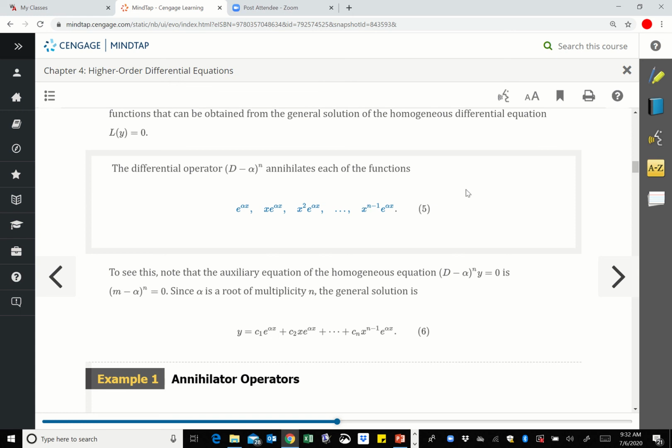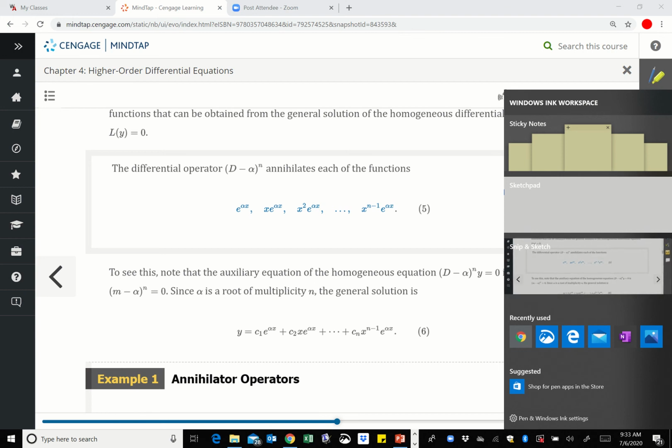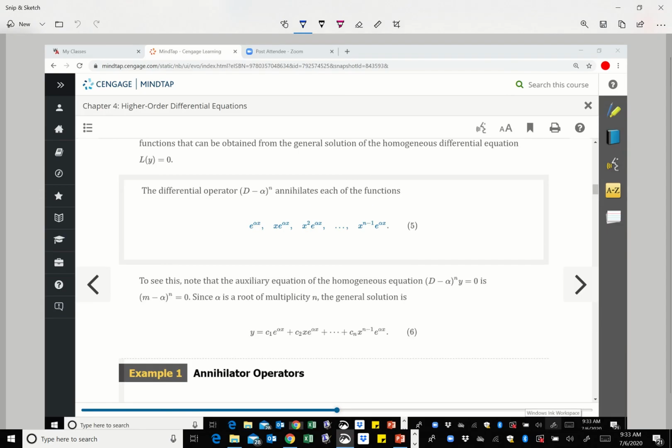Let me give you an example of this. Let's say I had x cubed e to the 10x. The differential operator that would work for this, the value of alpha would be the number 10. So it's going to be D minus 10. And then for the exponent, notice that it's simply going to be one more than that highest power of x. So if this is x cubed, then I would need a fourth power here.